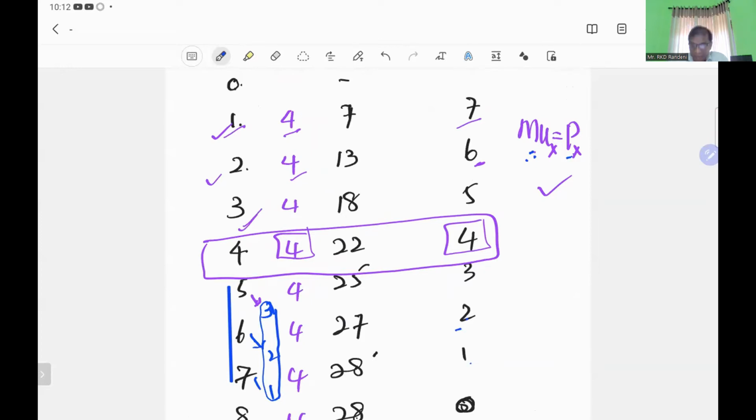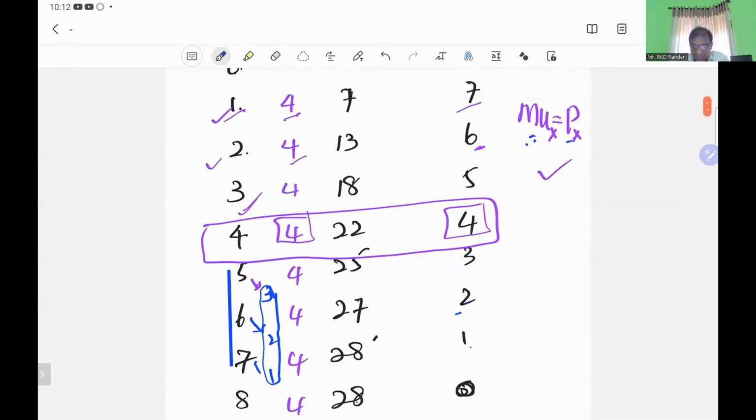It's very simple. Now, the consumer is always comparing. This is the equilibrium condition. I already explained: MUx equals the price of X.